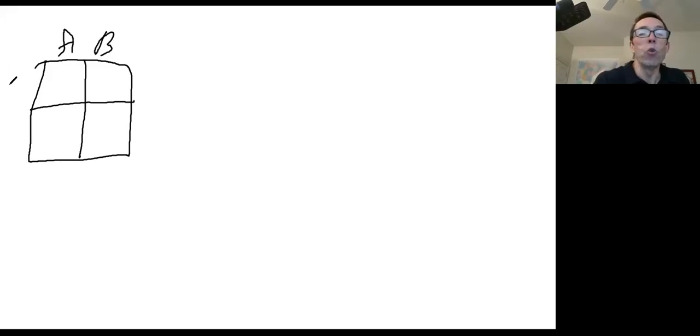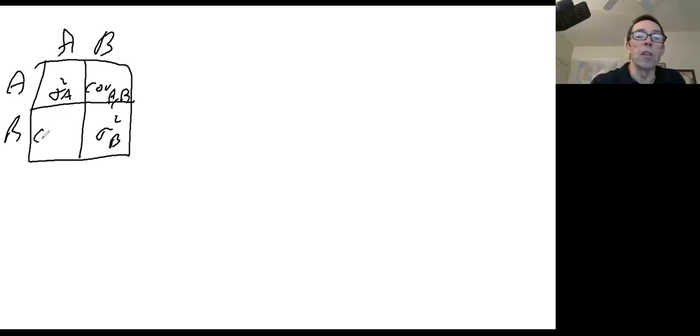We have a 2x2 variance covariance matrix, meaning two rows and two columns. Up here where A and A come together, this is the variance of A. Down here where B and B come together, this is the variance of B. And here where A and B come together is the covariance between A and B, and the same again in the other off-diagonal cell. That is a variance covariance matrix.